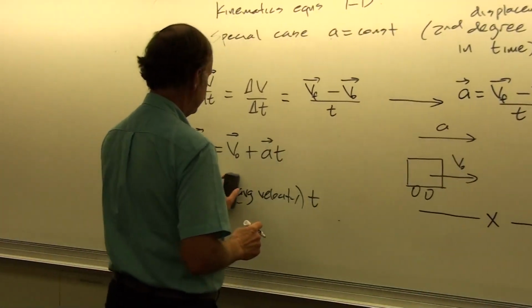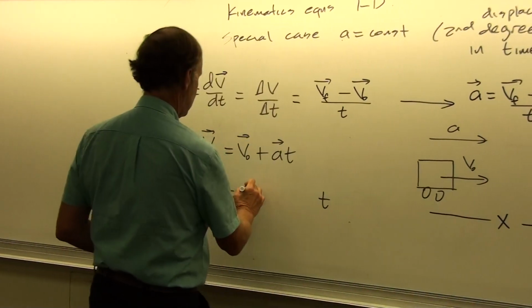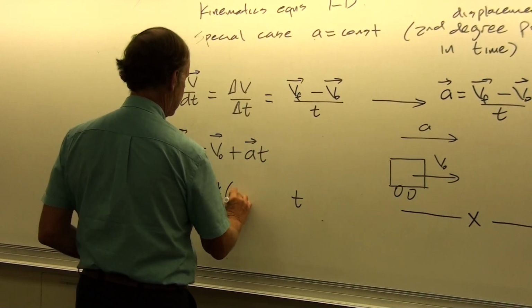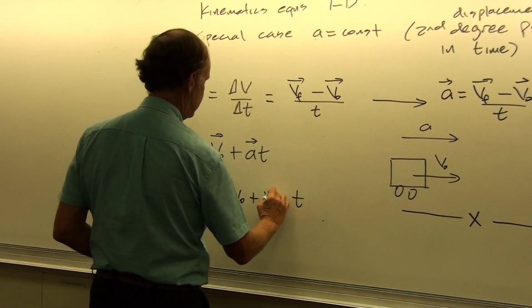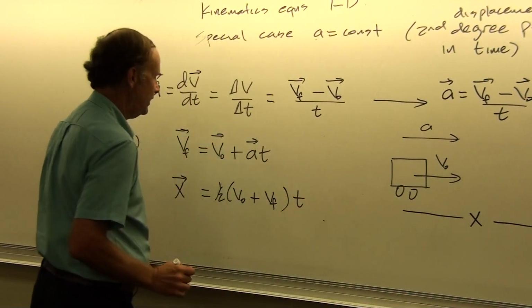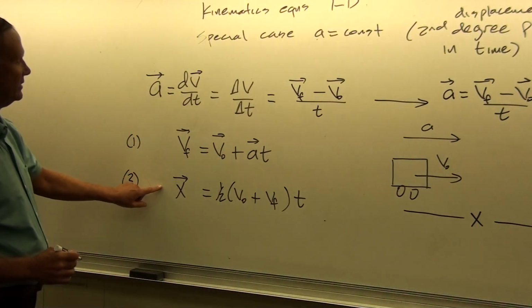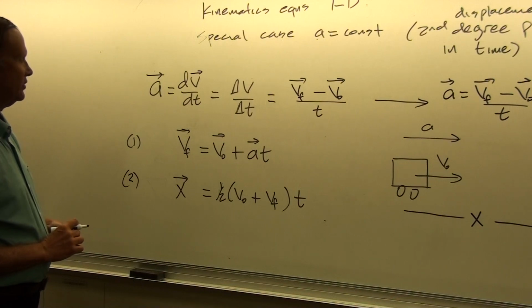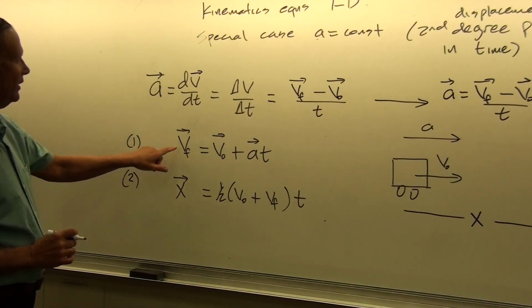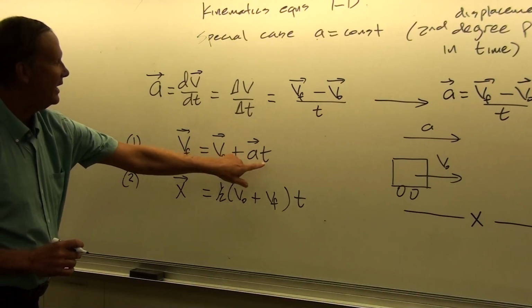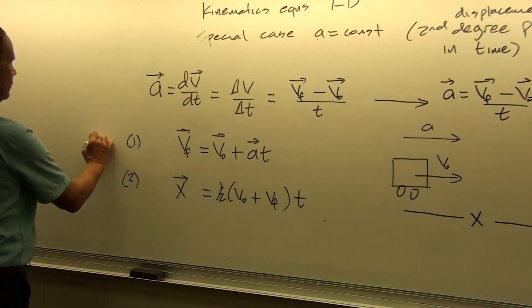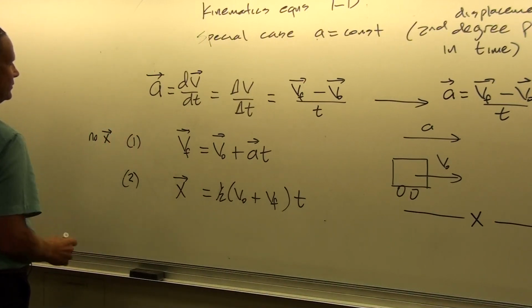So if I plug in for average velocity just 1/2 times v0 plus v final, times t, then that becomes the second of my four kinematics relationships. Okay, this one involves v final, v initial, a, and t, and so there's no x displacement in this one.